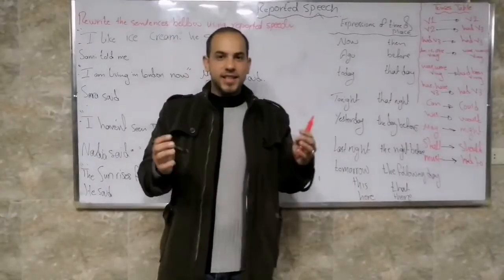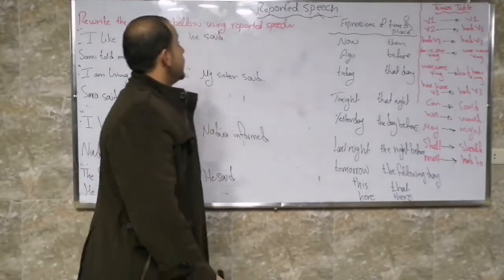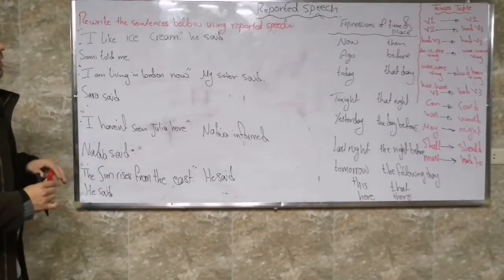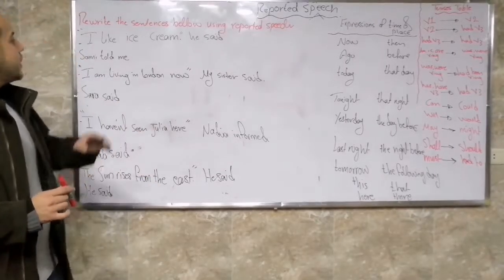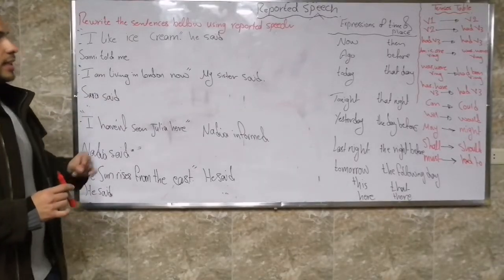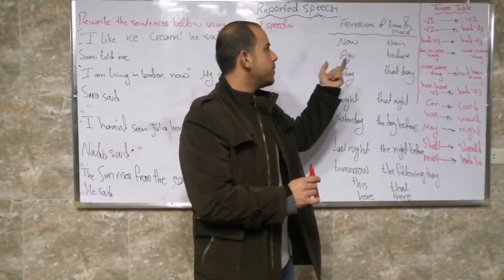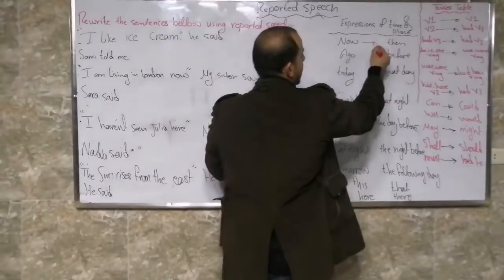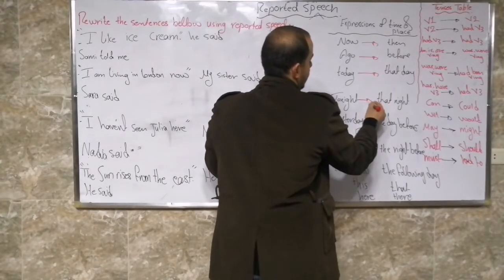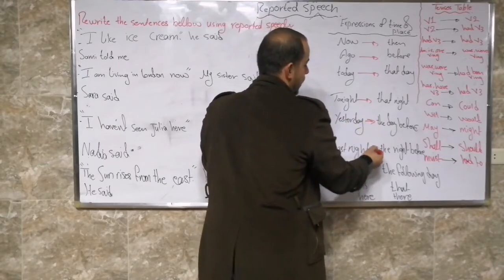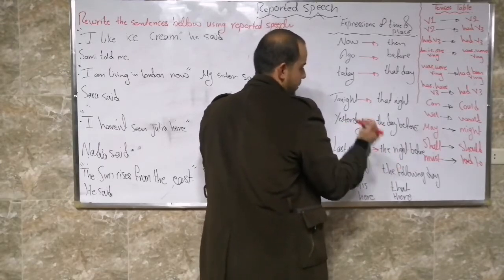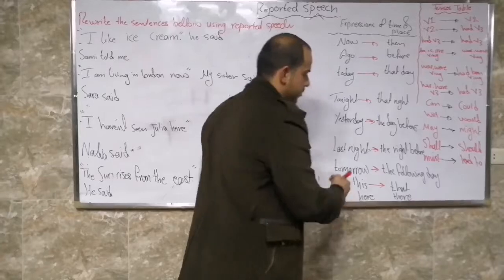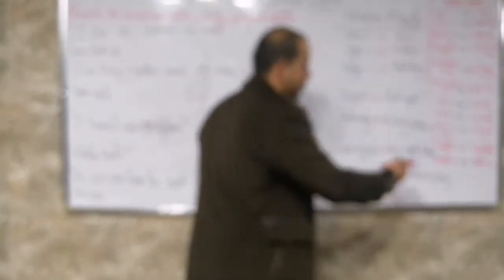Hello everyone. Let's continue what we have started before. Now, the question here asks you to rewrite the sentences below using reported speech. Before I start solving these sentences, let me remind you that we have a table for time expressions and place that you can memorize. Before, today, that day, tonight, that night, yesterday, the day before, last night, the night before, or the previous night, tomorrow, the next day, or the following day. This changes to that, and here changes to there.